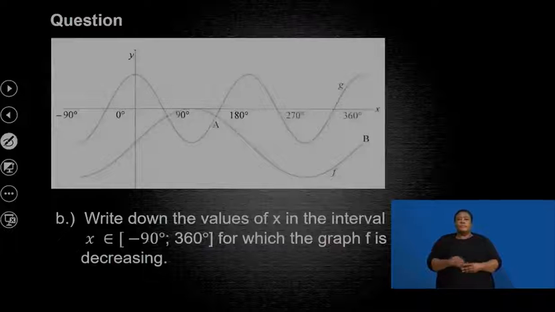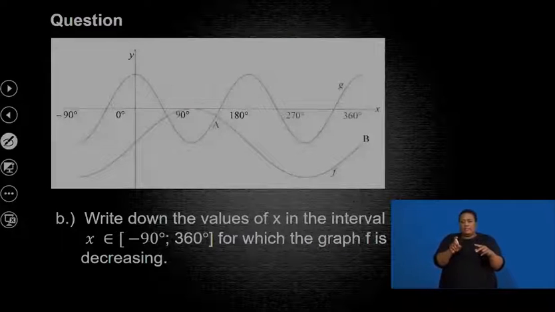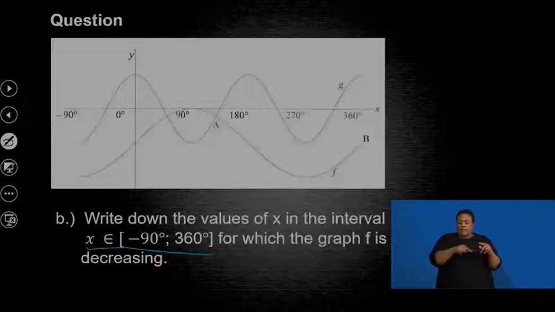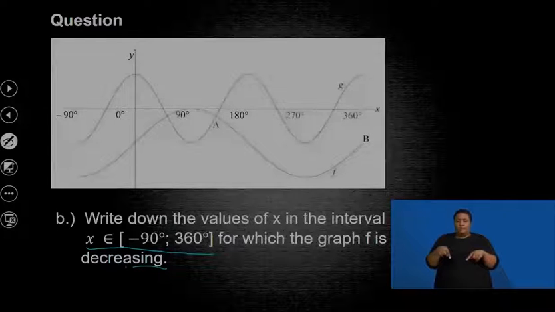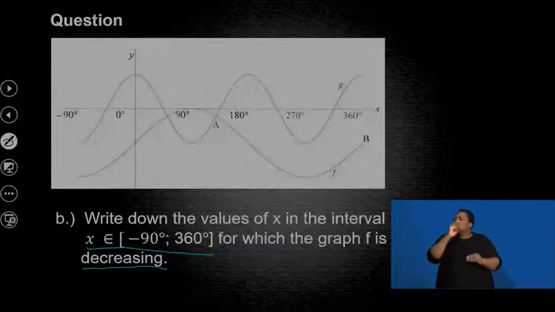The following question says, write down the values of x in the interval, that interval there, for which the graph is decreasing. Now let's first talk about what it means for a graph to decrease.